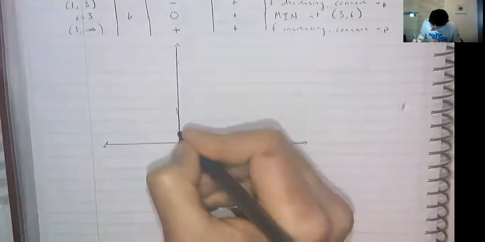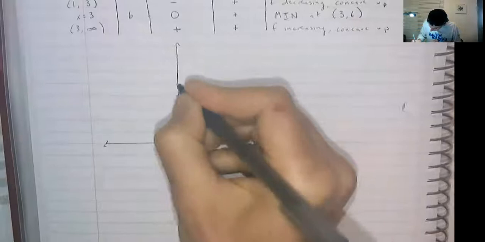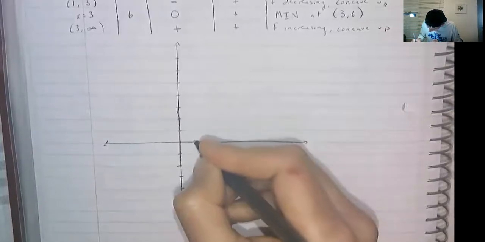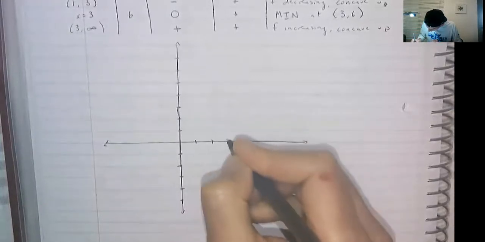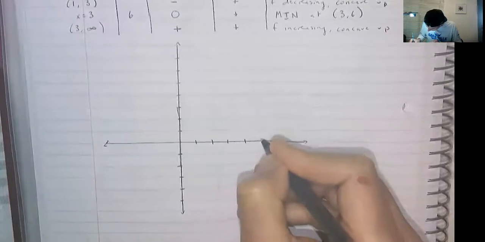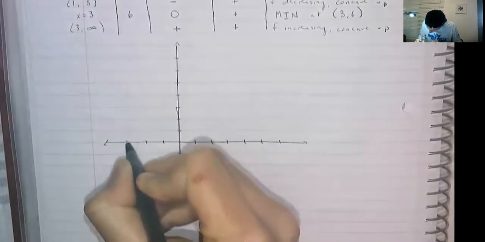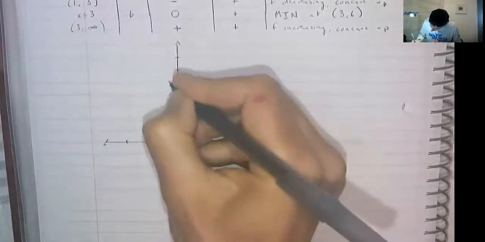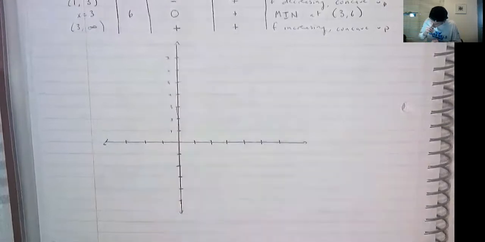Okay, so 1, 2, 3, 4, 5, 6, 7. 1, 2, 3, 4, 5. And we'll go like 1, 2, 3, 4, 5, 1, 2, 3, 1, 2, 3, 4, 5, 7.